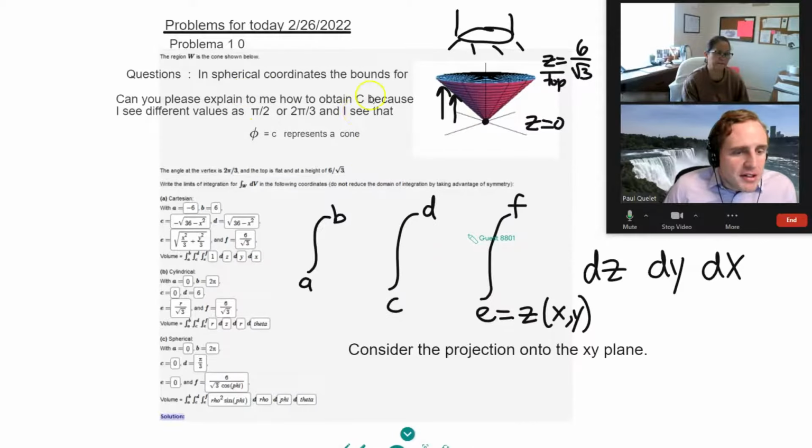Now, we have to think about what the radius is going to be. Consider this is a cone, and we know this goes out 2 pi over 3. You can imagine there's essentially a right triangle here, right? So this is like a right triangle.